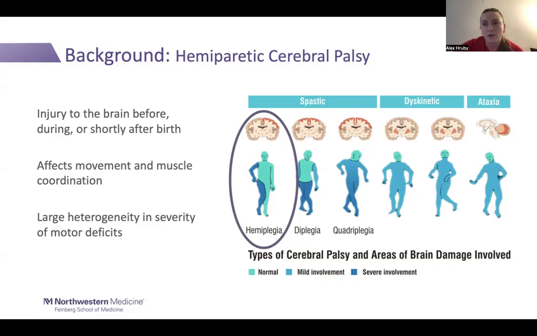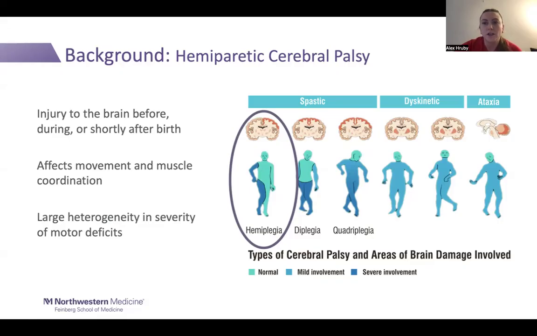You can see there's other types of CP. You'll learn a lot more about this in lifespan in the fall, but it really does correlate to the part of the brain or the structure in the brain that was affected by the injury. And what we're trying to investigate is what's going on in both the injured side of the brain as well as the uninjured side, and how that affects the different motor deficits, motor impairments that we see in this population. So it affects movement and muscle coordination.